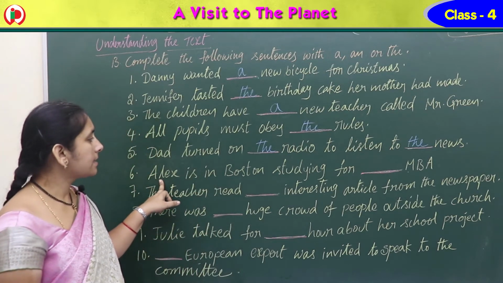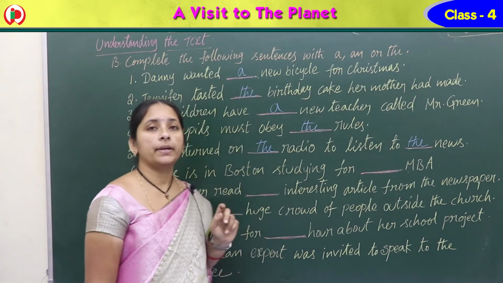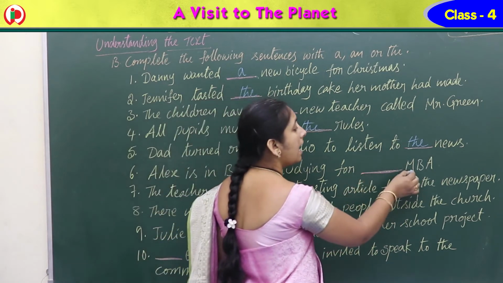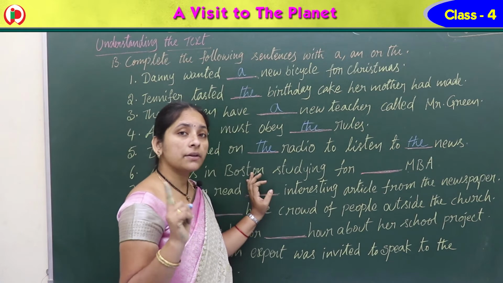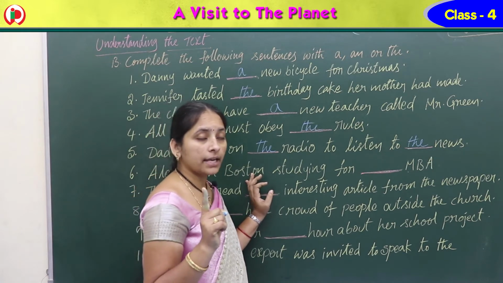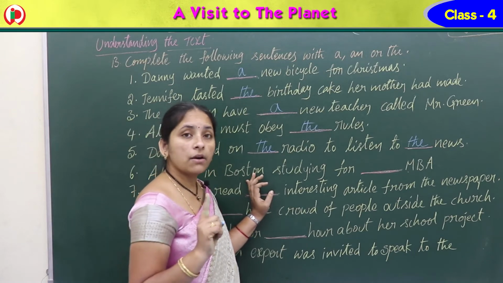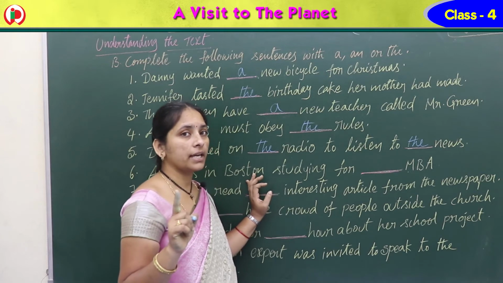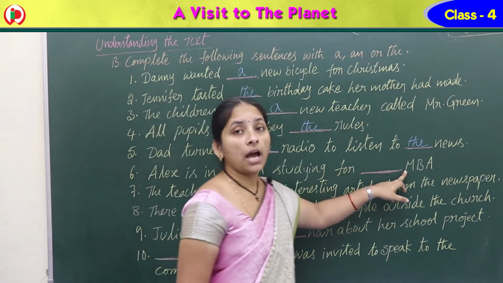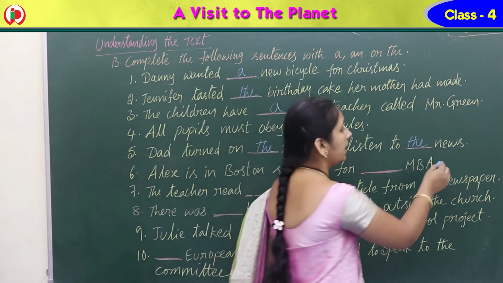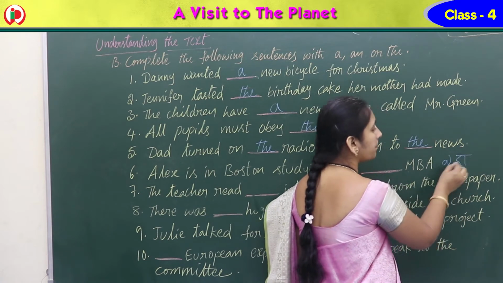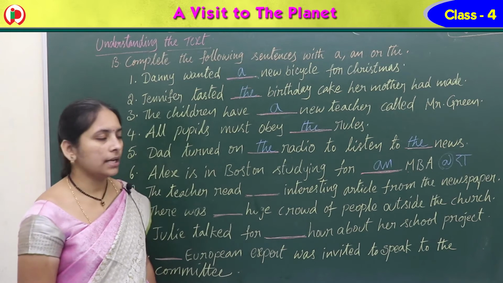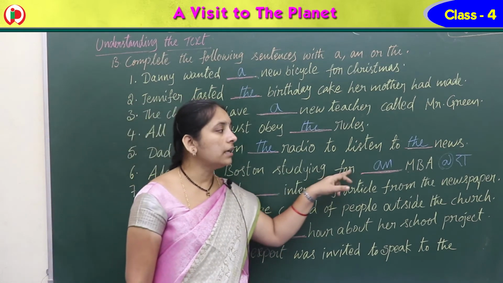Okay, ma. See the next one. Alex is in Boston studying for dash MBA. So in Boston he is studying for MBA. Before abbreviations like this, is M-A a vowel sound or consonant sound? How can you find the vowel sound or consonant sound? Vowel sounds are like A to Aha in Hindi or Telugu. Those from Ka to Gna, including matras, are called consonant sounds. So M is pronounced "em". In Telugu or Hindi, it is a vowel sound. That's why we should write an MBA. So Alex is in Boston studying for an MBA.